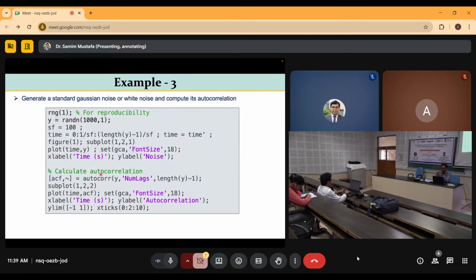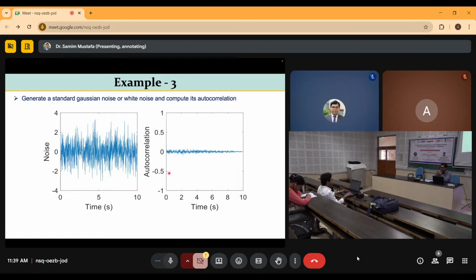So once you execute this, you will get this type of thing, is it not? This is the noise and this is the autocorrelation. You see, in the autocorrelation, there is one, then after the first sample, all are close to zero. That means there is no correlation between the subsequent sample and the previous sample. Okay, they are randomly created. So in that case you can use white noise to model this.